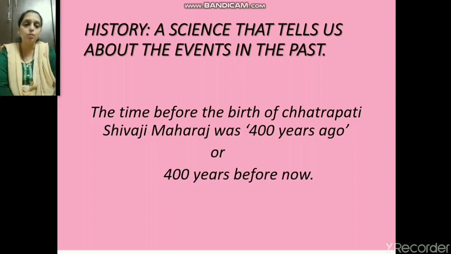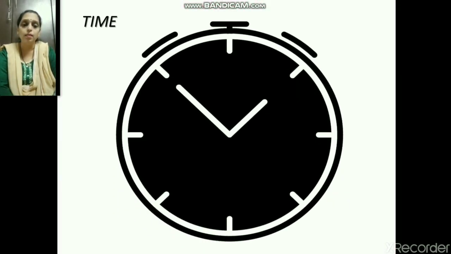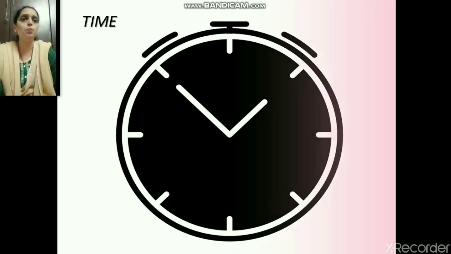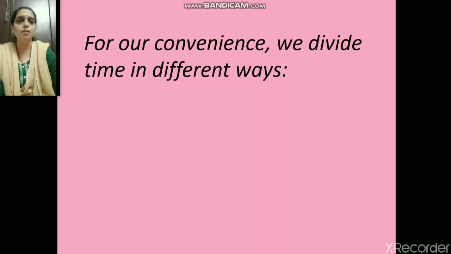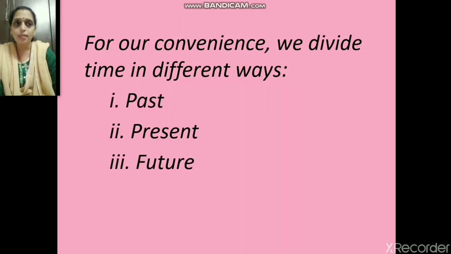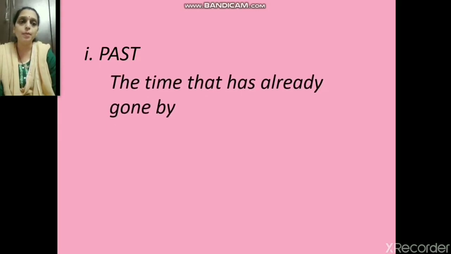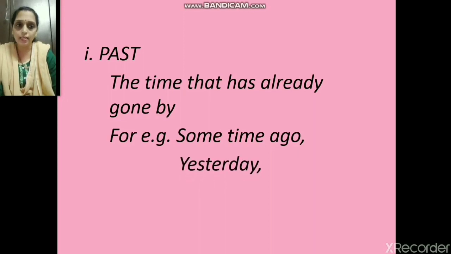What is this picture about? Any guess? Yes, right, a clock. A clock indicates time. And for our convenience, we divide time in different ways: past, present, future. Past means the time that has already gone by or passed away. For example, some time ago, yesterday, last year. Last year means 4th standard.